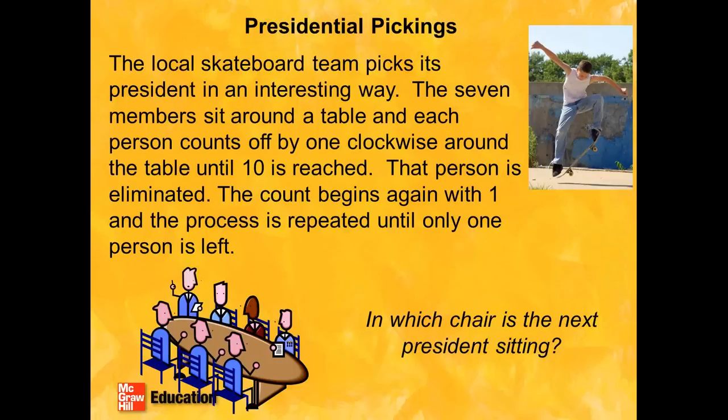I'm going to move forward now and give another example on thinking of the use of models that you can reflect on where you're sitting in viewing the presentation. And here's a problem to think about. The local skateboard team picks its president in an interesting way. The 7 members sit around a table, and each member counts off 1 clockwise around the table until 10 is reached. That person then is eliminated. The count begins again with 1, and the process is repeated till only 1 person is left. So in which chair is the next president sitting if there are 7 members sitting around the table?